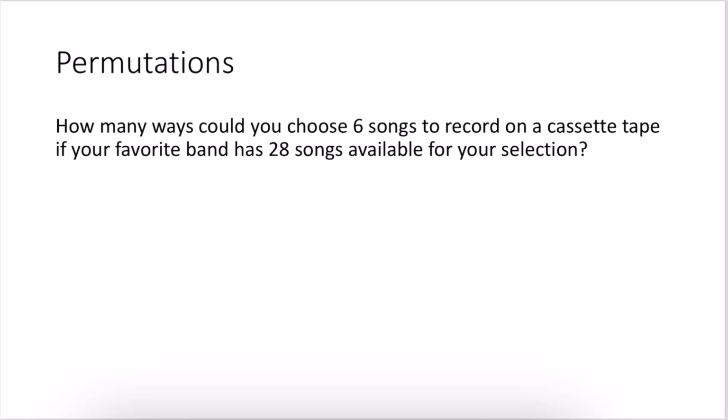So I specifically chose a cassette tape because in that case the order of the songs matters, and we'll talk more in our next lesson about why this is important. But if I wanted to choose 6 songs, that means I have 6 events. So if I were to draw a choice tree, my choice tree would have 6 layers to it.